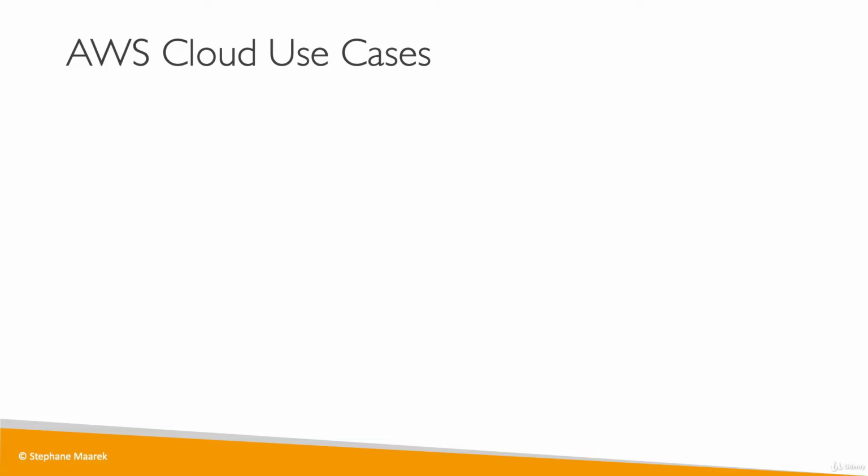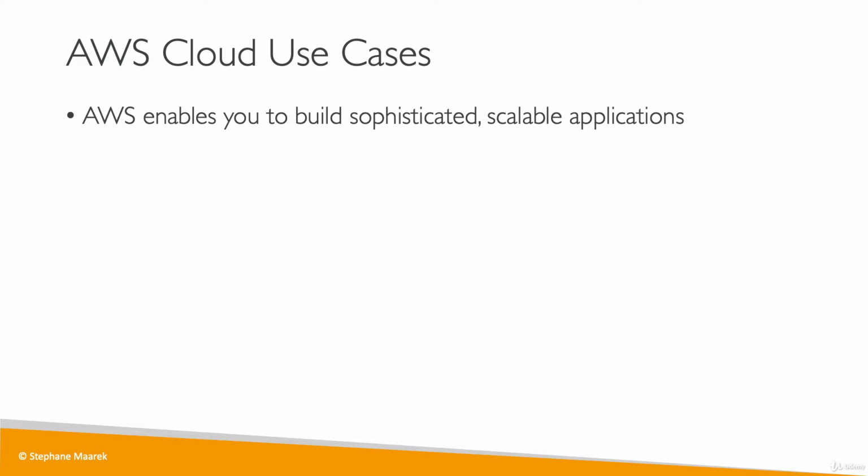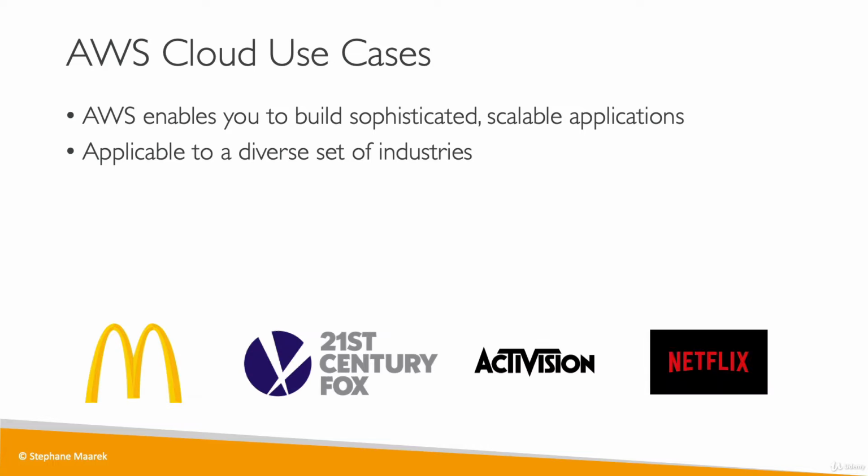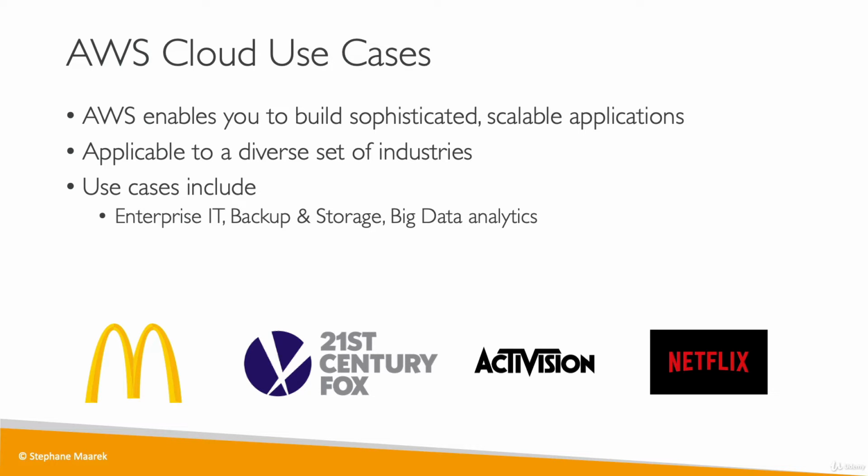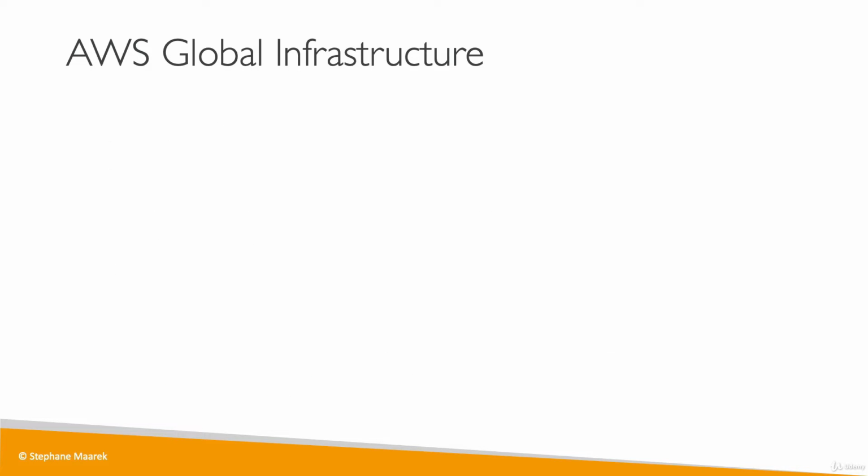Well, pretty much everything. AWS will enable you to build sophisticated and scalable applications, and they are applicable to a diverse set of industries. Every company has a use case for the cloud. So Netflix, McDonald's, 21st Century Fox, Activision, they're all using the cloud. And use cases can include just transferring your enterprise IT, or using the cloud as a backup and storage, or doing some big data analytics. You can also host a website, or create a backend for your mobile and your social applications. Or you can have your entire gaming servers running on the cloud. The applications are endless.